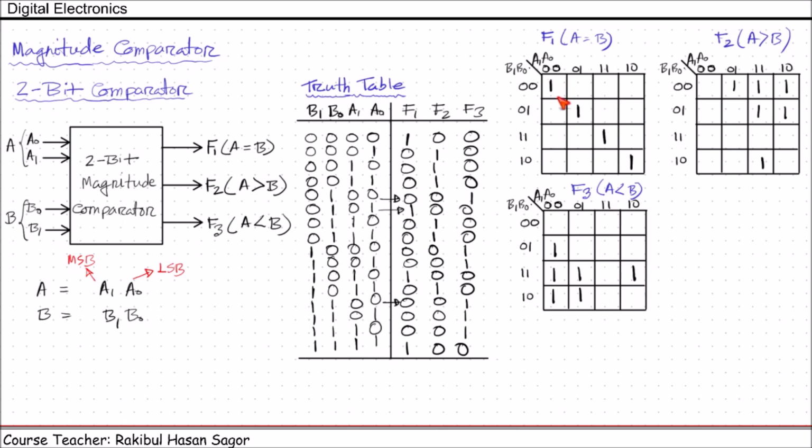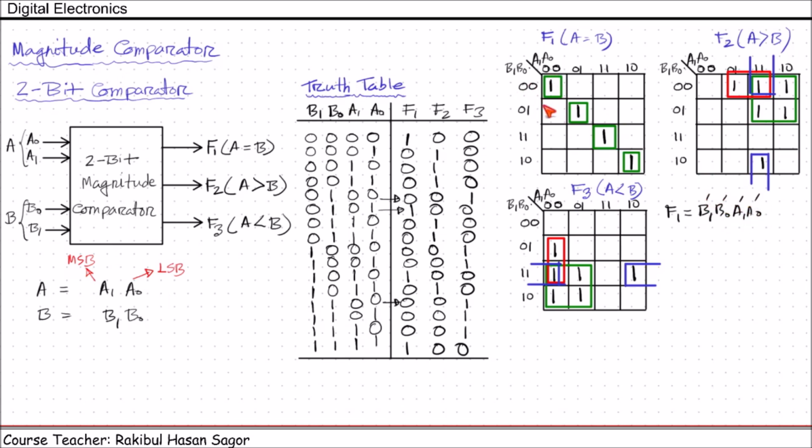Now for f1, if we want to take the boxes, one box can be taken here, another box, another box, another box here. For F2, we can take these 4 boxes, we can take these 2, and finally we can take, for F3, we can take these 4 boxes, we can take these 2 boxes, and finally we can take these 2 boxes. Now the function F1 can be written as B1, B0, A1, A0.